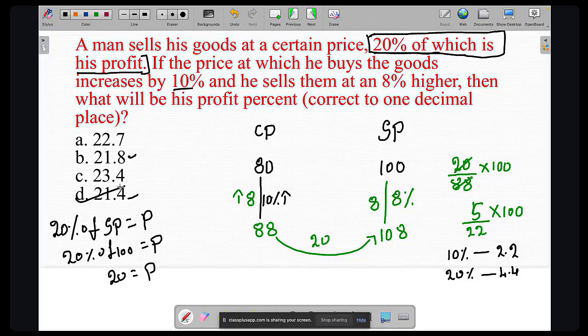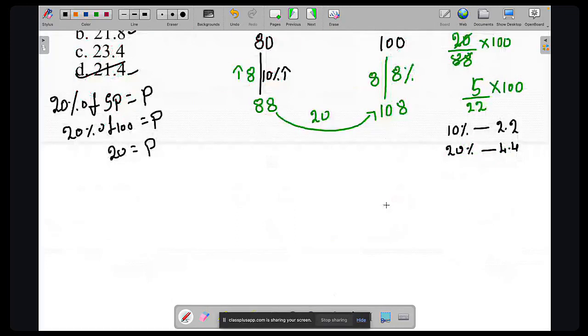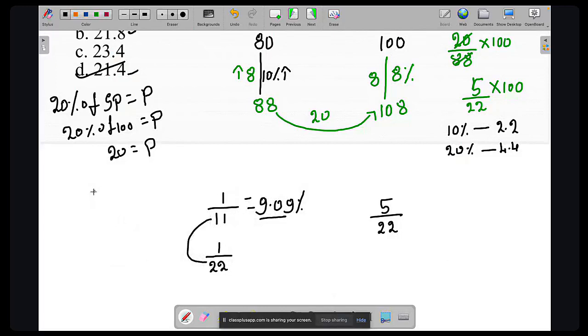This is one way. Is it clear? Yes, sir. Another way I will tell. I want the answer for 5 by 22. What is the answer of 1 by 11? 9.09 percentage. Then what is 1 by 22? Half of this. See, very important. 1 by 2 is 50 percentage.